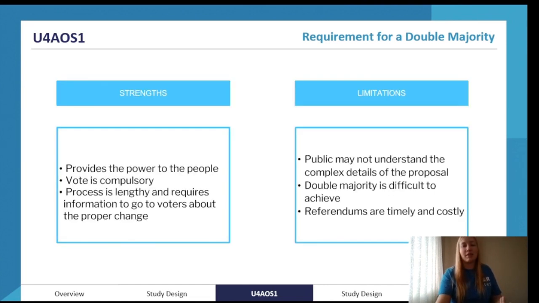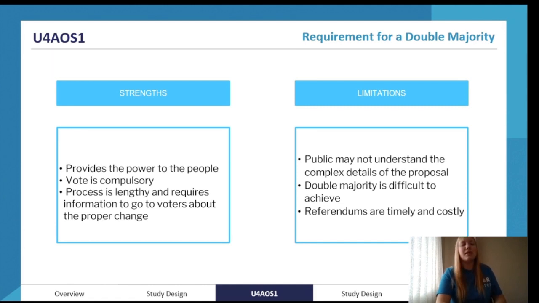Also, because you have to study an example of a referendum. So what are the strengths and limitations of the double majority requirement? Obviously, it provides the power to the people. So the constitution that is intended to protect them cannot be changed unless they want this. A majority of them want this. Parliament cannot do anything to change it. It is completely protecting the people.